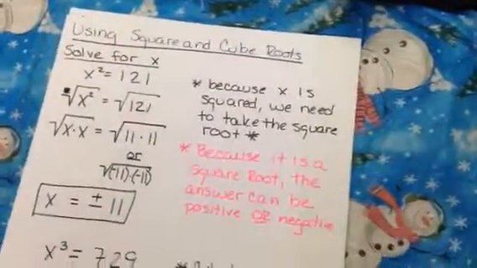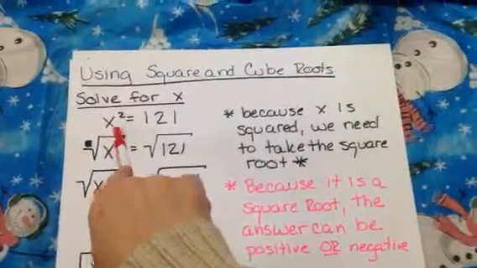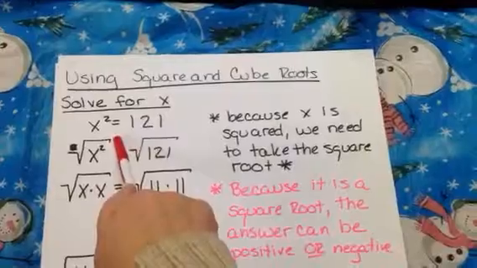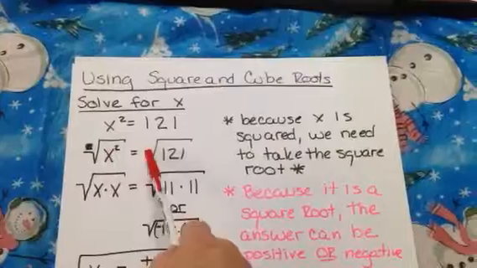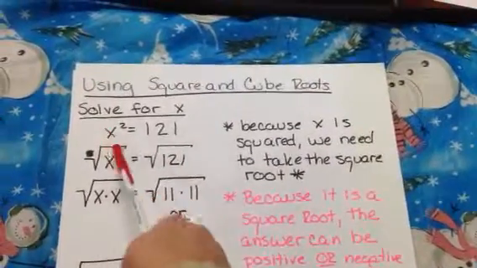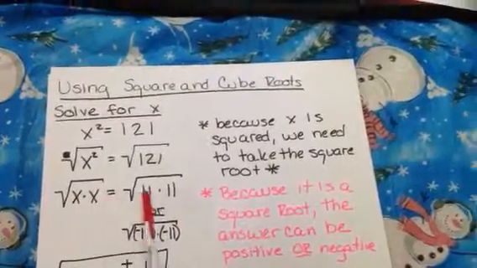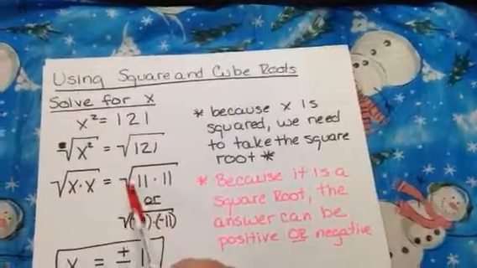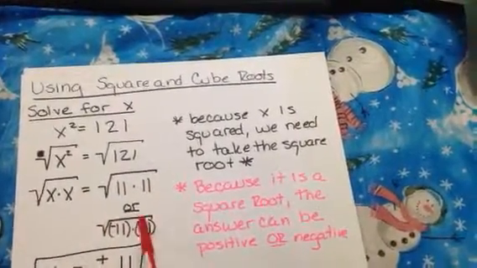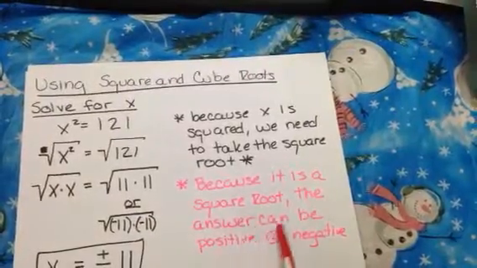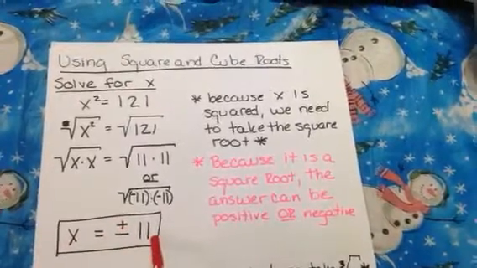Now we can use these square and cube roots if you're asked to solve for x. So let's say you were given this equation. X squared equals 121. Solve for x. Well, because x is squared, we need to take the square root. So square root of x squared equals the square root of 121, because what you do to one side, you must do to the other. Square root of x squared, well, that's x times x. Square root of 121 is either the square root of 11 times 11, or the square root of negative 11 times negative 11. Now, because it's a square root, the answer can be positive or negative. So x is equal to positive or negative 11.